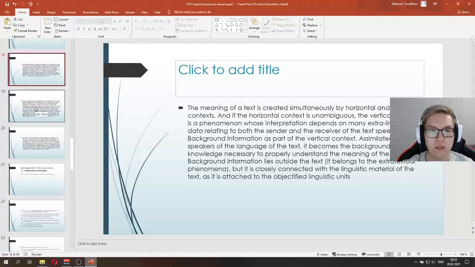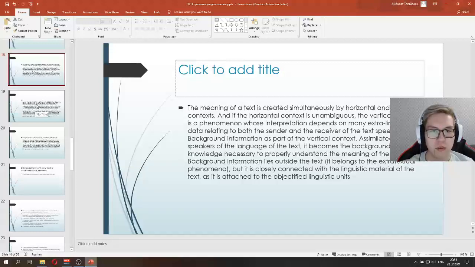The meaning of a text is created simultaneously by horizontal and vertical context. If the horizontal context is unambiguous, the vertical context is a phenomenon whose interpretation depends on many extralinguistic data relating to both the sender and the receiver of the text speech.